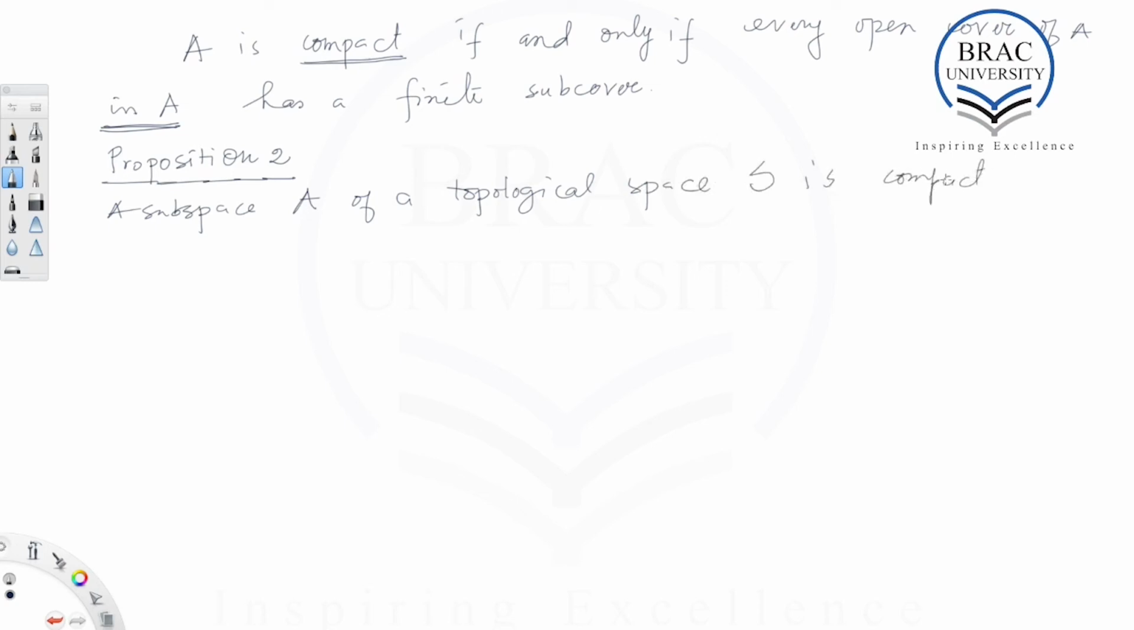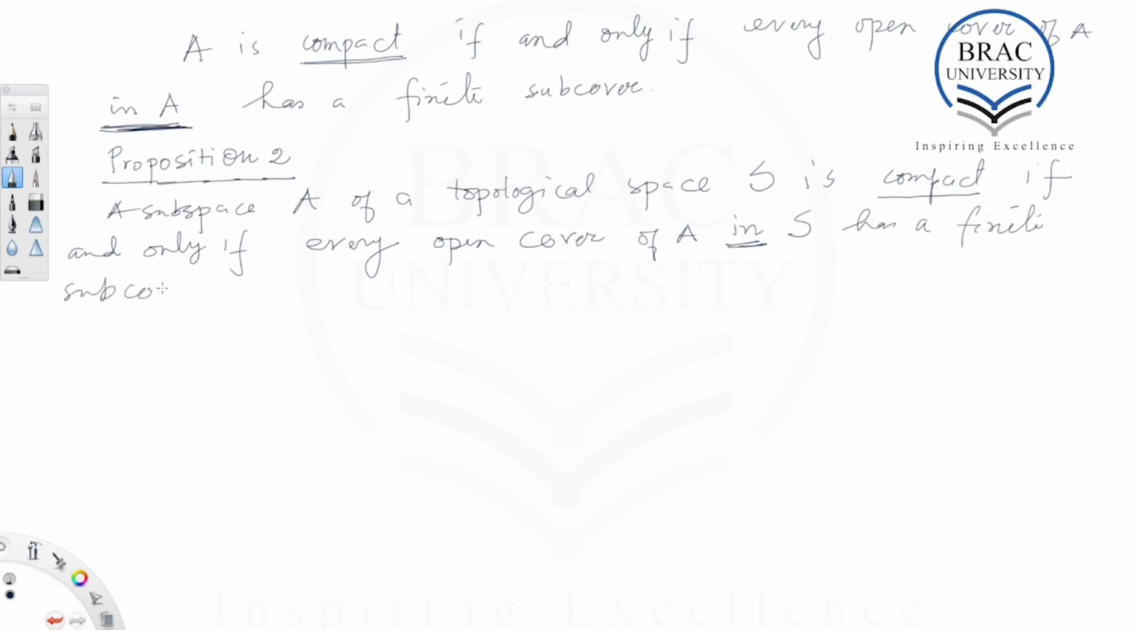Okay. So we have our second proposition. A subspace A of a topological space S is compact if and only if every open cover of A in S has a finite subcover. Okay, we can enlarge this to S. So in the definition we had in A, remember, but the result tells us that we can also take this cover in S. Proof.